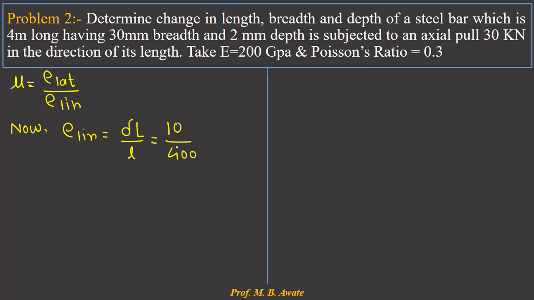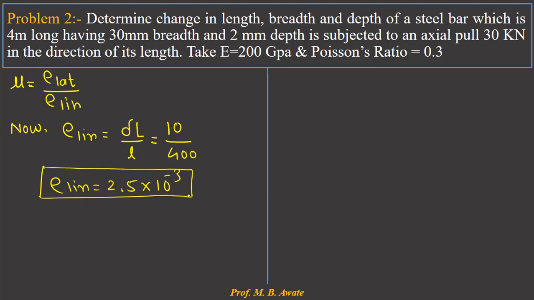the value is equal to 2.5 into 10 raised to minus 3. Okay, or one more way you will get the value like this. The meaning is the same. It should be either 2.5 into 10 raised to minus 3, or 0.025. So this is the value for linear strain we got now.